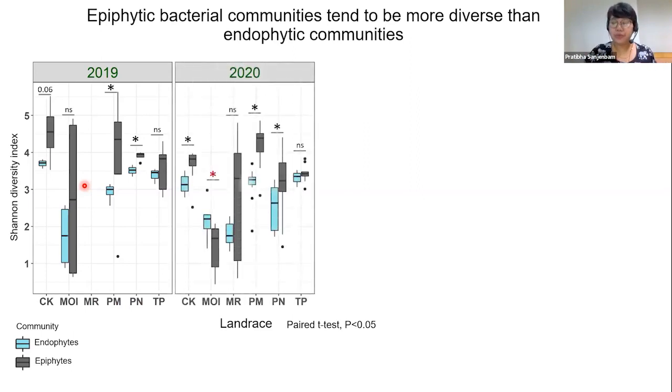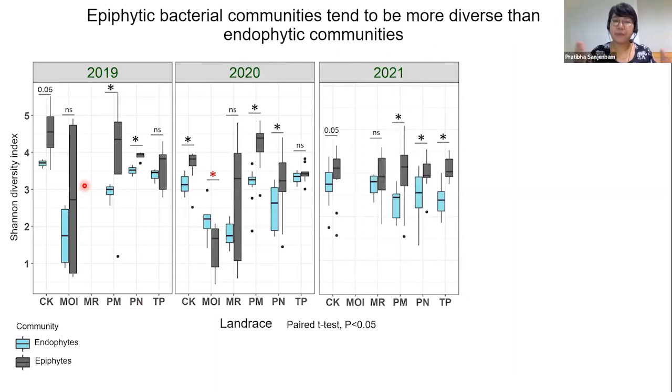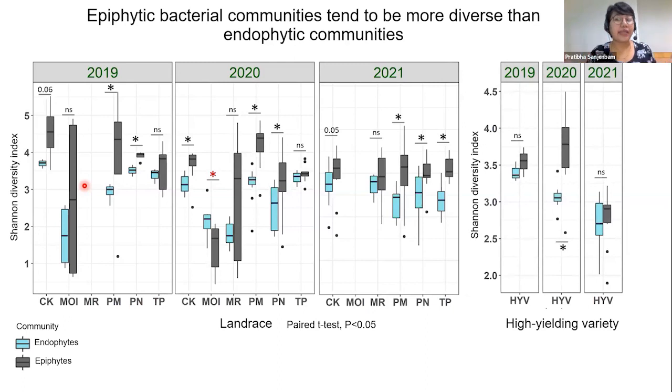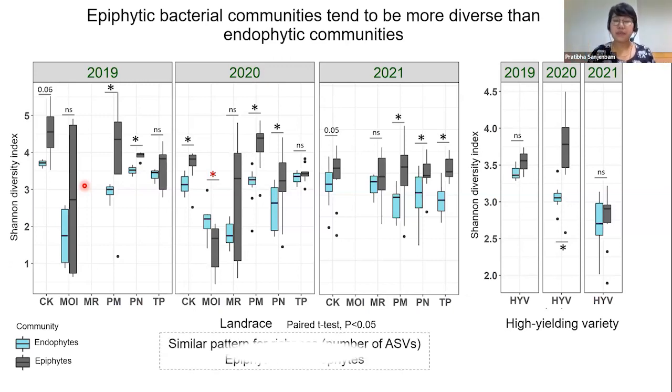Is that true for the remaining years? And that's what we see. The similar pattern is consistent over time as well. And we do expect this basic pattern to be true for the high yielding variety that we included, and that was true for it also. This suggests that the epiphytic community, which is exposed to the environment, will have more richness and diversity than the endophytic communities. And this was similar when we did the pattern analysis for the richness, which is the number of ASVs, where we find the epiphytic community to be much greater than the endophytic community.